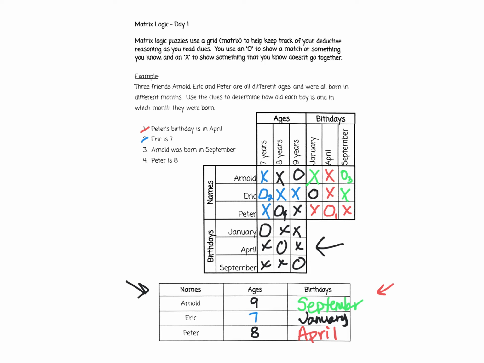All right, so again, this is a very simple one, but I really wanted to show you the method that we use in terms of putting O for true and then X for false to help us eliminate possibilities. We also put a number down here by the circle, the O, just so we know what clue it came from.